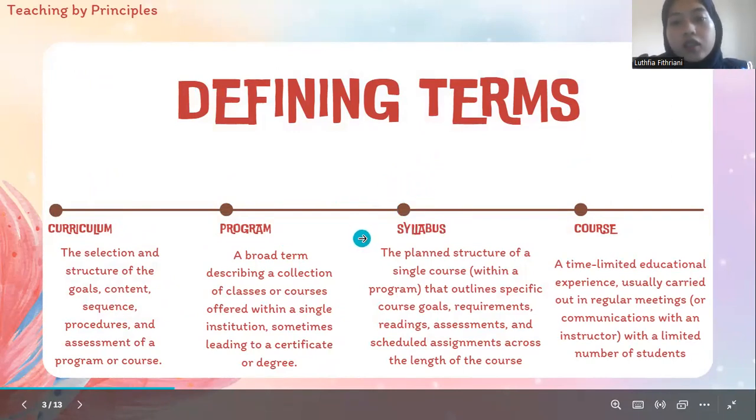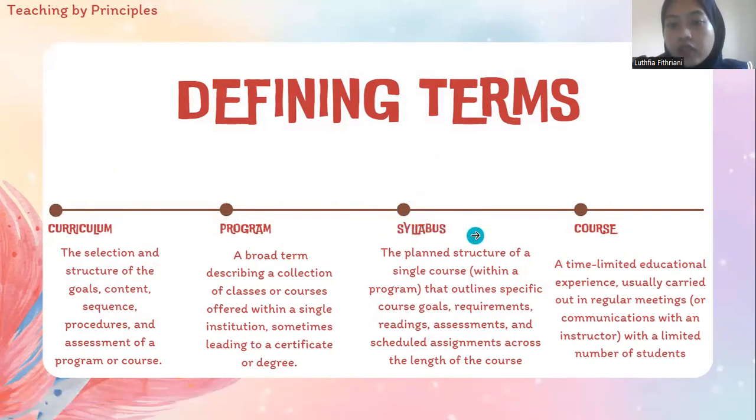Syllabus. It is the planned structure of a single course within a program that outlines specific course goals, requirements, reading, assessment, and scheduled assignments across the length of the course. Course. Course is a time-limited educational experience, usually carried out in regular meeting or communication with an instructor with a limited number of students.